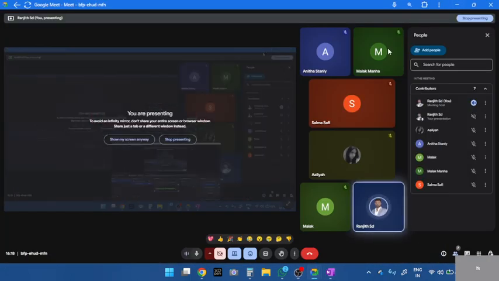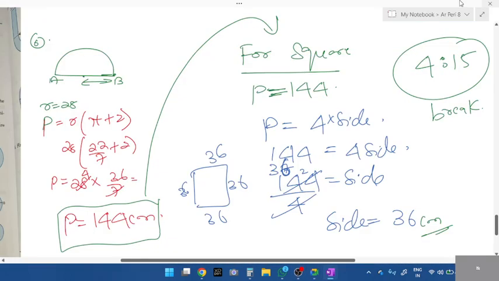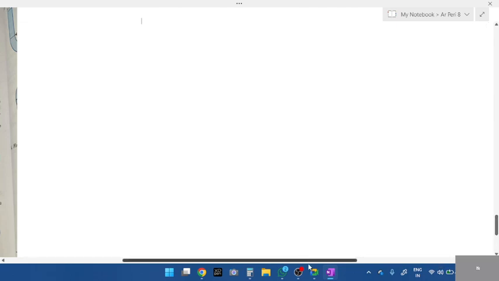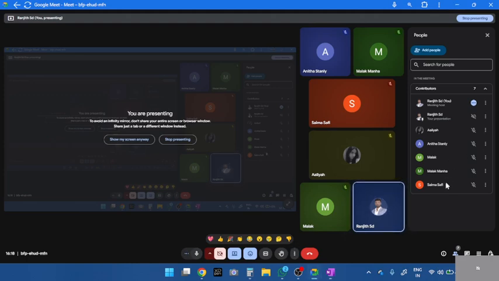Yes, students, shall we continue? Try the next one. Got a bit late. Seventh question. Tell me what are the two diagrams given in the seventh question? Is Saima online? Malak, Mana, Saima, Shasha.